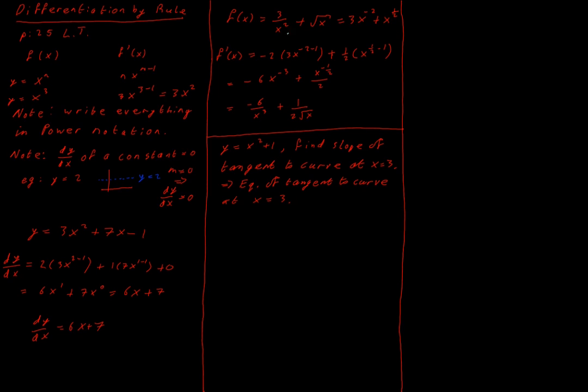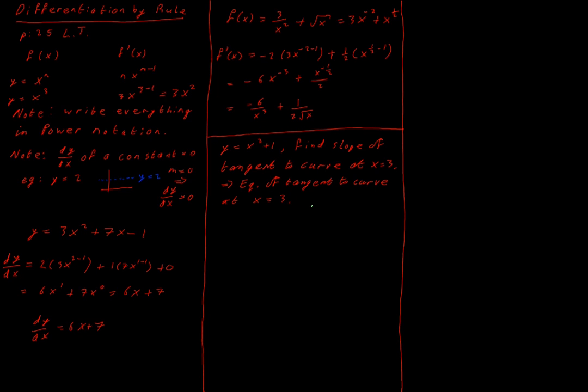Now I haven't bothered drawing this function because it looks very odd, and we don't need to worry about it. The key thing for this example is we need to write the function in power form, and then we are going to be able to use our rules, and at the end we should simplify down again. Now let's have a look at an example where we can talk about the tangent more directly.